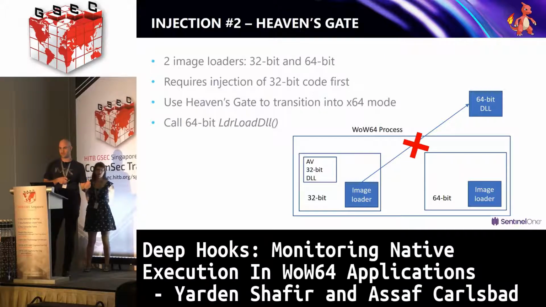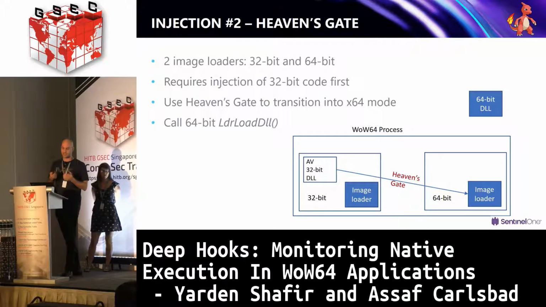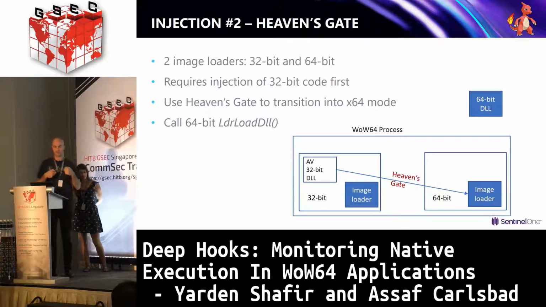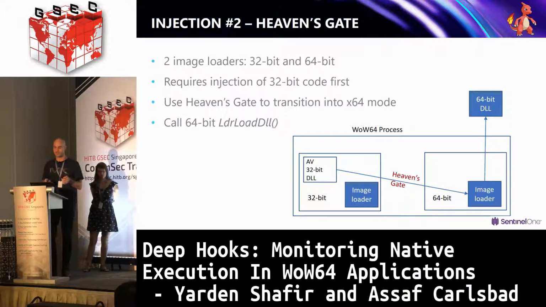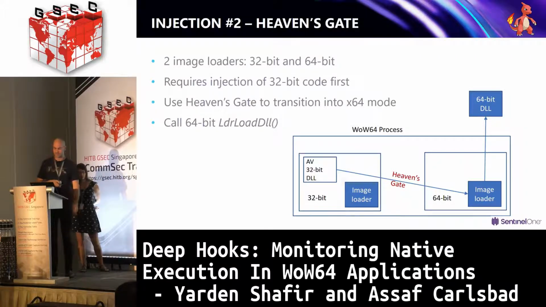But what this 32-bit code can do is use techniques such as Heaven's Gate in order to transition itself into 64-bit mode. Once the jump into 64-bit mode has been made, it opens up the possibility of using the 64-bit loader, for example, by calling the 64-bit version of a function named LdrLoadDll, and I can use this function to load my desired 64-bit payload. To summarize, we are talking about a two-phase injection method here, in which in the first phase, we inject a 32-bit DLL, use this DLL to transition into 64-bit mode, and then load an additional 64-bit DLL.